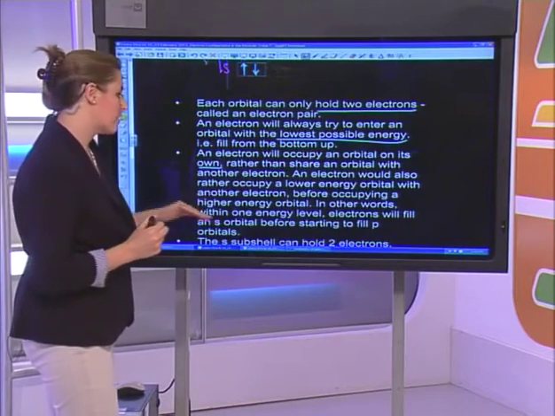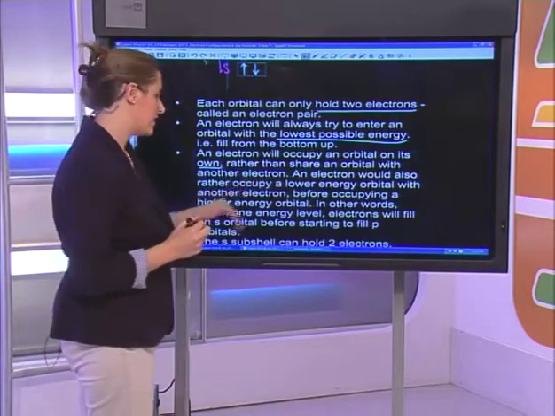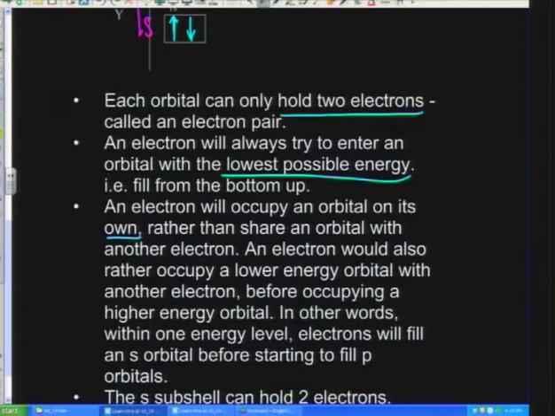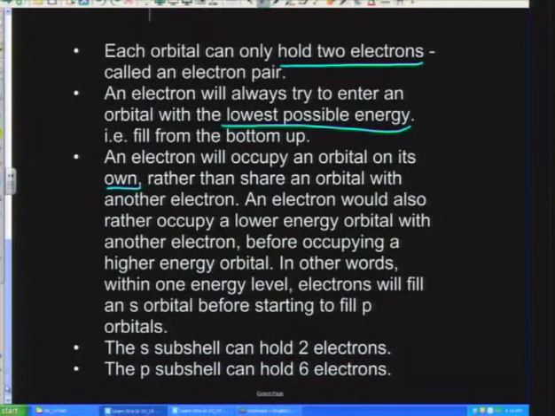So an electron would rather occupy a lower energy level with another electron before occupying a higher one. If it has to, it will pair up. In other words, within one energy level, electrons will fill an s orbital before starting to fill higher up p orbitals. And the s subshell can hold 2 electrons, while the p subshell can hold a maximum of 6.